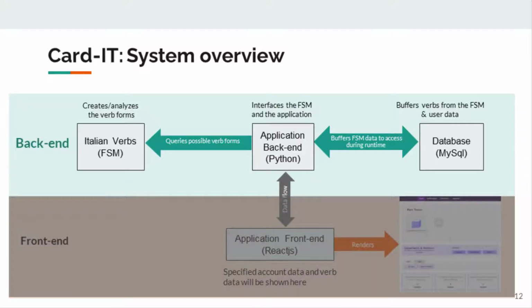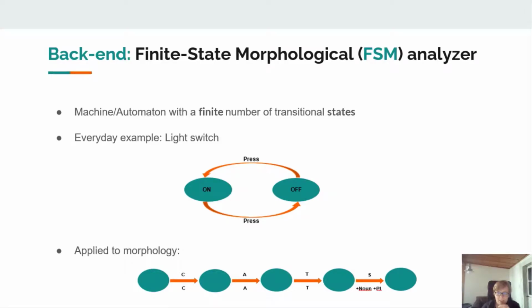We will now explain some details and design decisions related to the back end of the application. The finite state morphological analyzer, short FSM, is the main engine of the app, supplying it with Italian verbs and their conjugation. A finite state machine can be described as a machine with a finite number of states and transitions between those states. We encounter examples of finite state machines in our everyday lives.